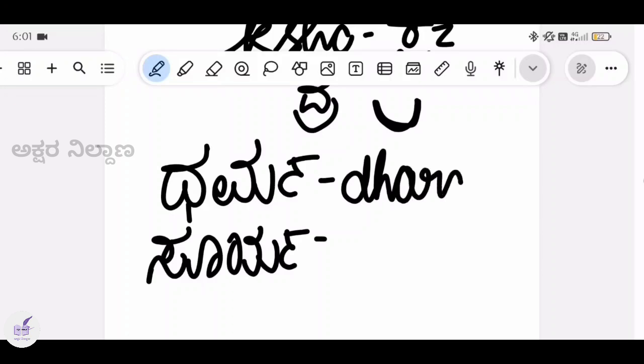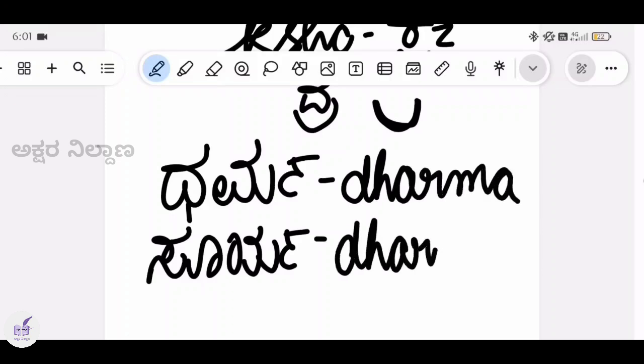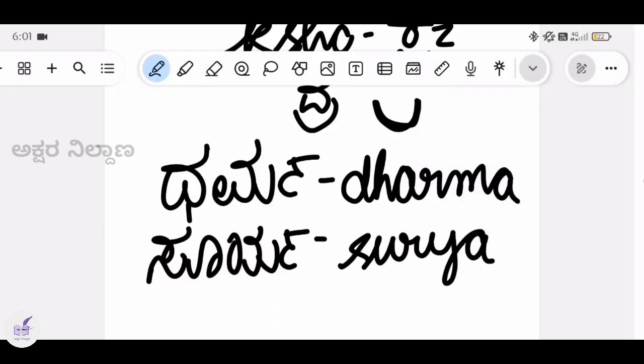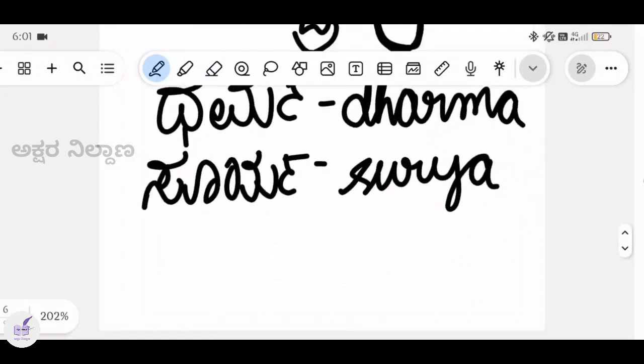Dharma. One unique thing you can observe here. I'm writing dharma only. Surya. See, even though Ra is Vattu, R is given the first priority in both of these words. Okay. See here.